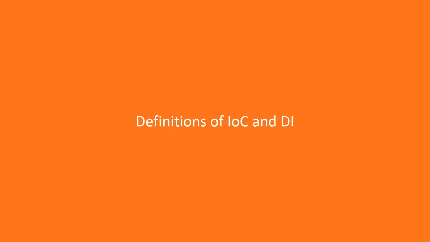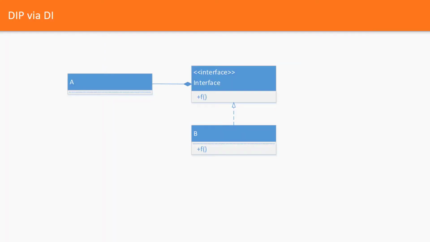This lecture is titled Definitions of IOC and DI. In the lecture where we discussed the notion of dependencies, we saw this diagram. If you look more closely, you will notice that module A has a relationship of composition with the interface. It means that we need to inject module B as the implementer of that interface somehow. This example demonstrates what dependency injection is.